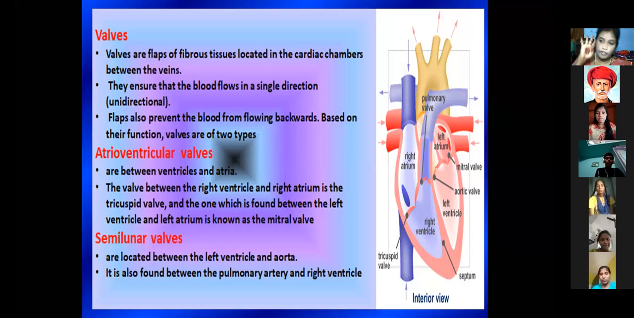So these four valves also: the tricuspid valve and the bicuspid valve, or mitral valve. What is the main function of these two valves? The valve between the right ventricle and right atrium is the tricuspid valve, and the one found between the left ventricle and left atrium is known as the mitral valve or bicuspid valve.